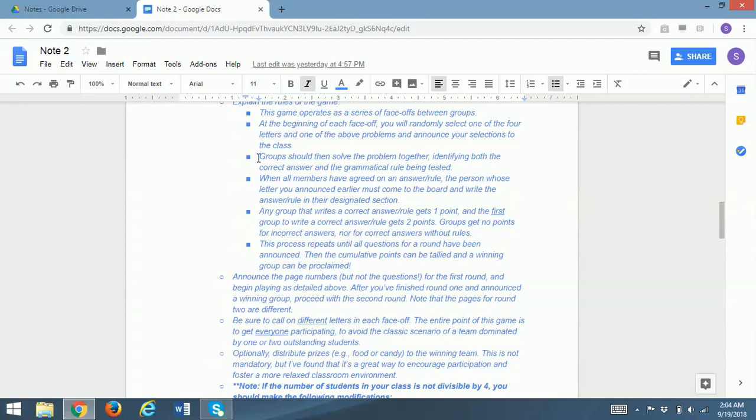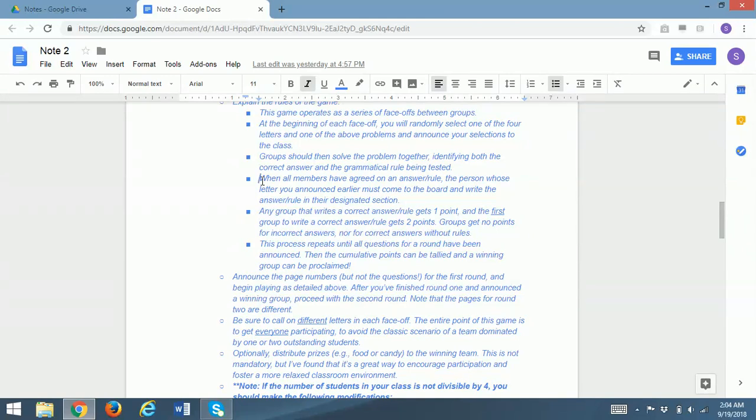So then you announce the problem, and then groups work together to solve the problem. Not only to come up with a correct answer, but also to identify the grammatical rule being tested in the question. I keep emphasizing that. I think it's really important. Then, once all the members have agreed on an answer and which rule has been tested, the person whose letter you announced at the beginning has to go up to the board and write both the correct answer and the rule in their designated section of the board.